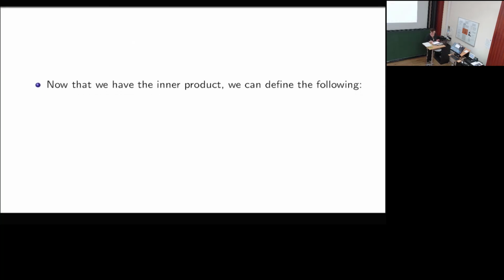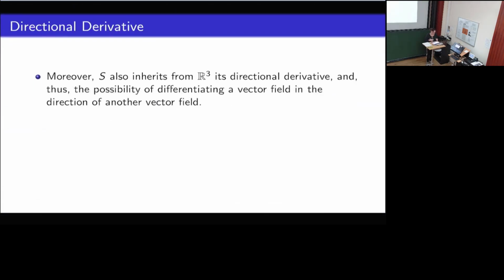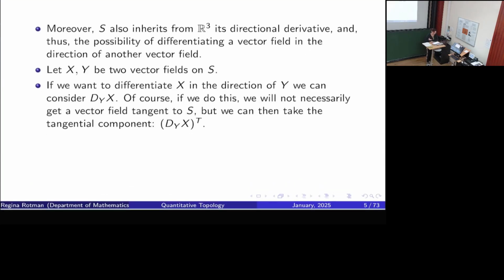And now that we have an inner product, we can define many things. We can define lengths of curves, angles, area. We also have an inherited directional derivative because we can differentiate in R3. Given two vector fields on S, we can differentiate in R3. Of course, we're not necessarily going to get a vector field on S, but we can then project it. This is the formula that probably most of you have seen.